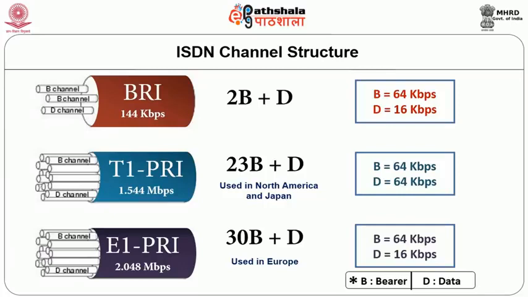Now T1 PRI. T1 is the term used in telecommunication for a trunk line. The minimum PRI T1 line consists of 23B plus 1D, where D is 64 kbps and B is also 64 kbps. And E1 PRI gives 2 Mbps speed. The difference between T1 and E1 is the notation: in America the lines are called T1, and in Europe they are called E1. This is the only difference. B is the bearer channel, D is the data channel.